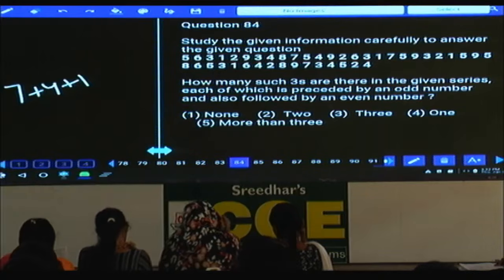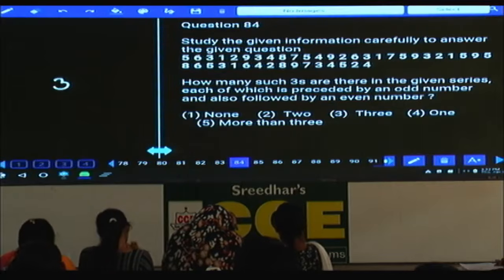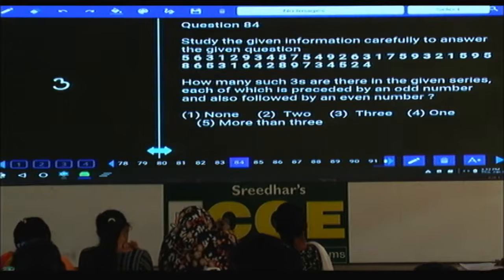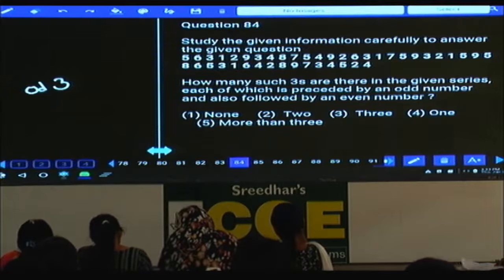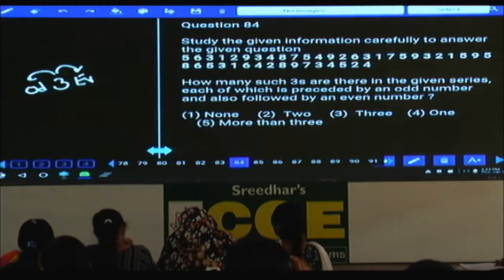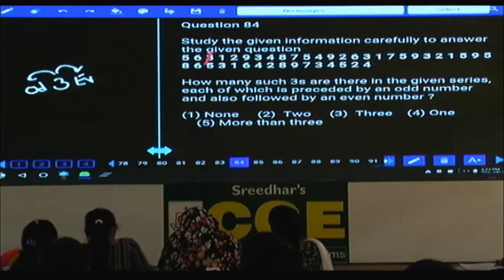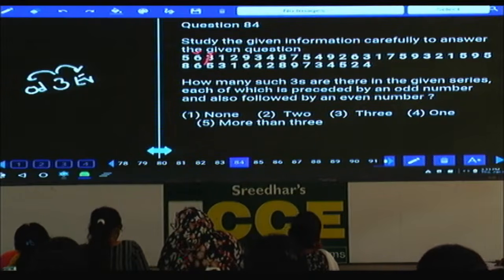Then coming to 84, how many such 3s are there? The question is about 3. How many such 3s are there, each of which is preceded by an odd digit, and also followed by an even digit? Now preceding this 3 is an odd digit, followed by this 3 is an even digit. Odd, 3 and even. Directly starting from this one. Now this 3 cannot be taken because this 3 is not preceded by an odd digit. It is preceded by an even digit.